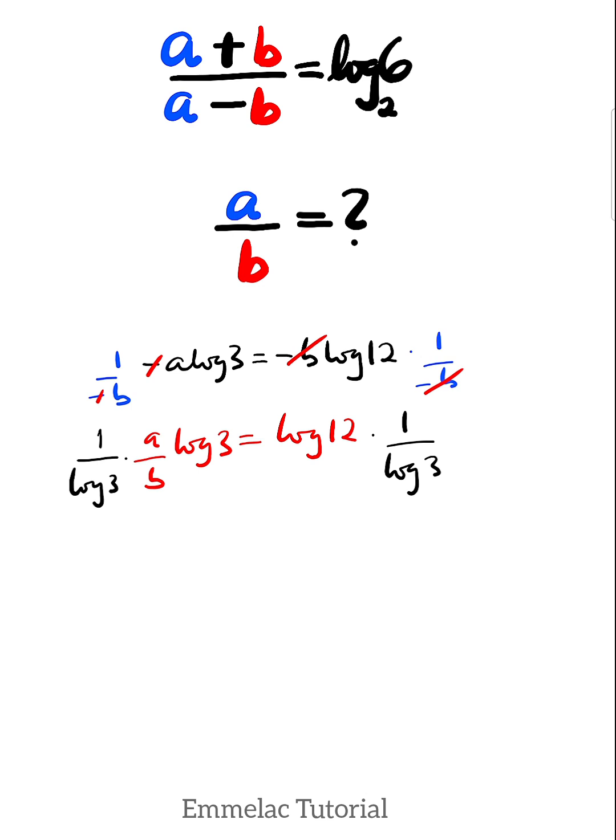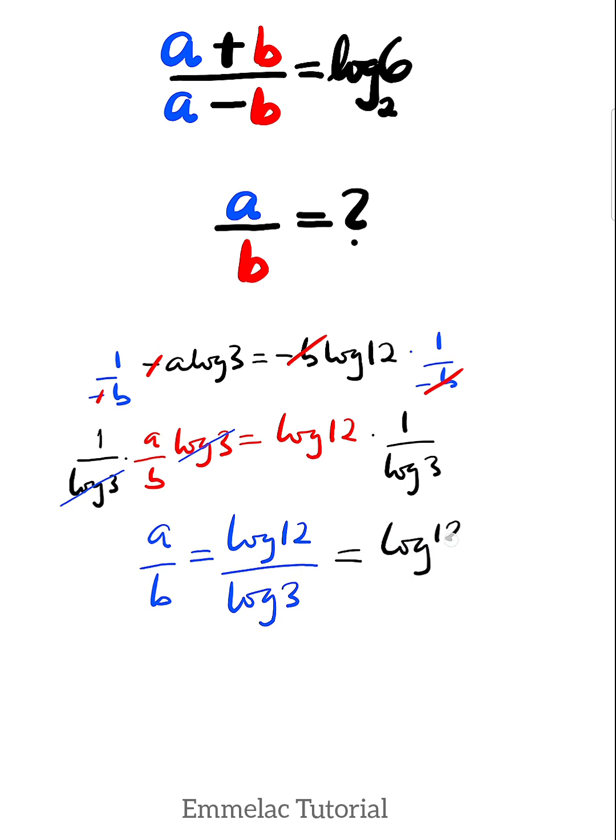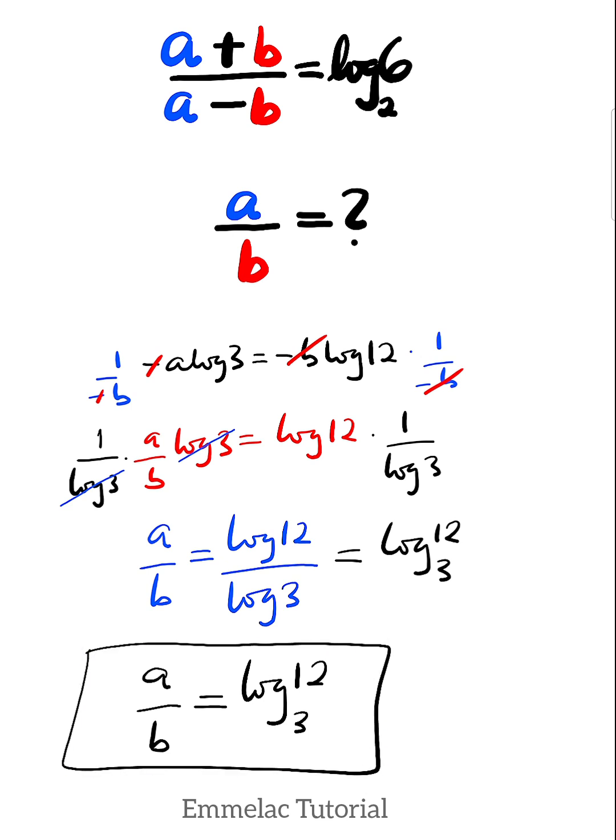At this point, this clears off this, so we are left with a all over b, which equals log 12 all over log 3. This is also the same thing as saying log 12 base 3. So a all over b, according to the question, is log 12 base 3, which you can also evaluate. Okay, this is the final answer.